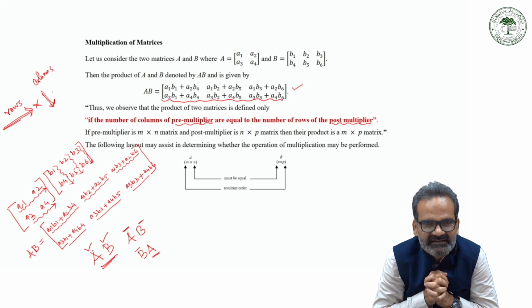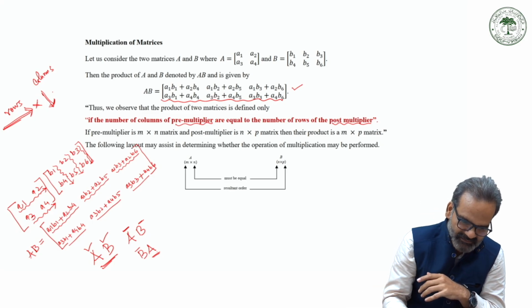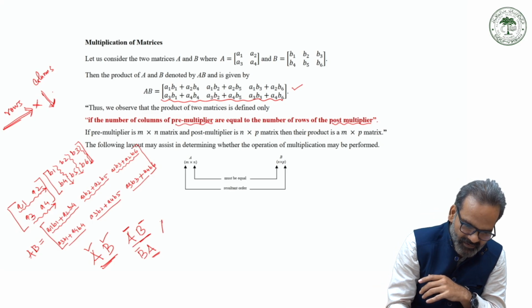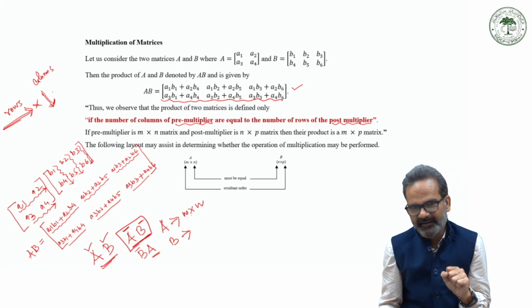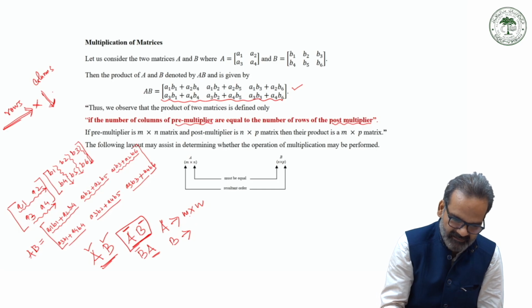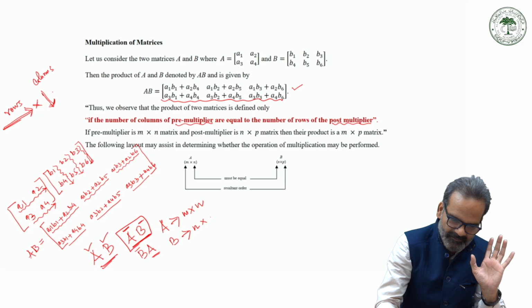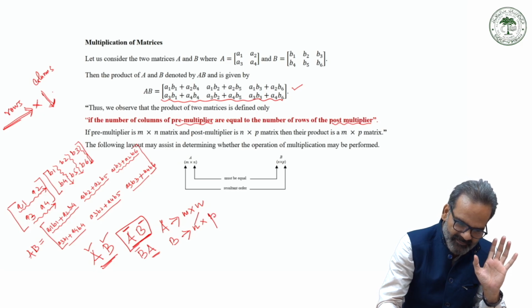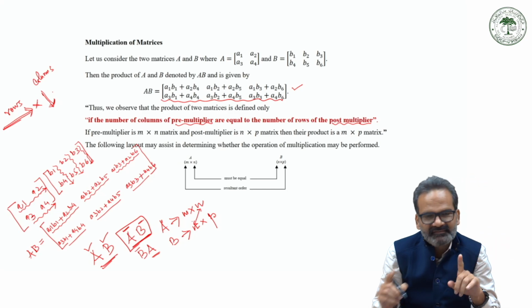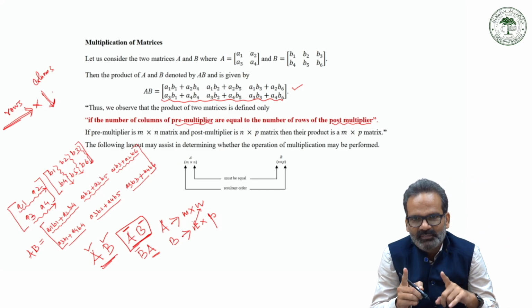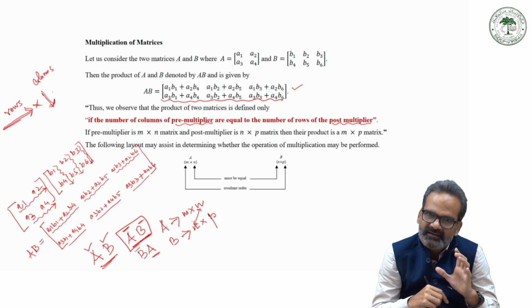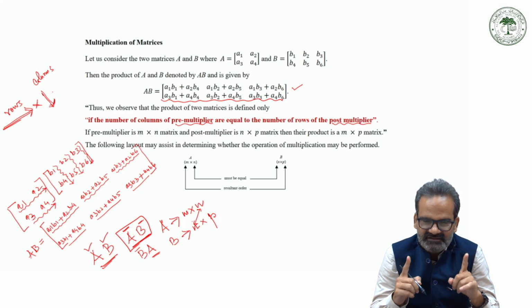So if the pre-multiplier is of order m by n, for example, you want to find the product AB and the order of A is m by n, right? And the order of B should be what? If A is of order m by n, then A contains m rows and n columns, so the condition is that B must contain n rows and it may contain any number of columns, say p. So what is the requirement? These two terms should be the same. The number of columns of the first matrix should be equal to the number of rows of the second matrix. Only then the product is possible.